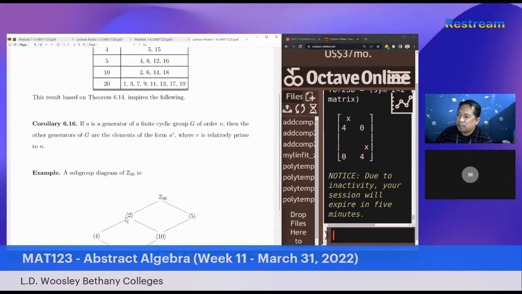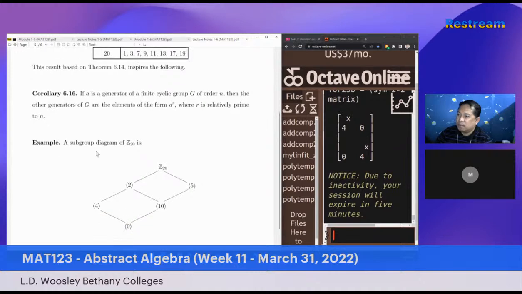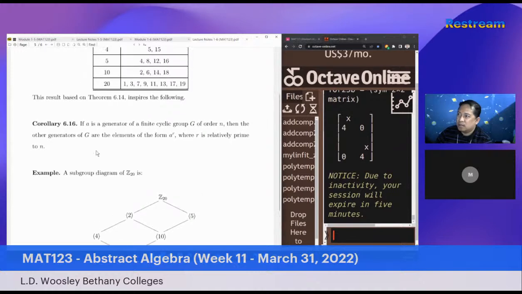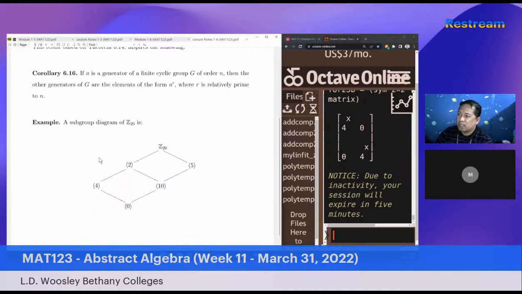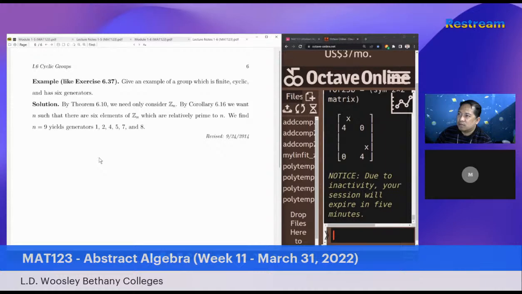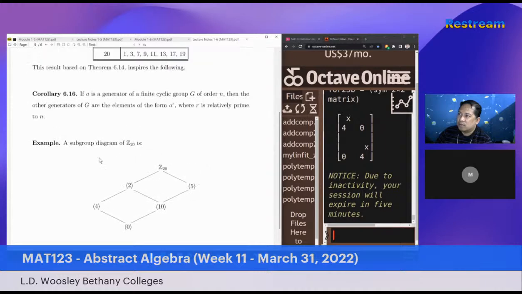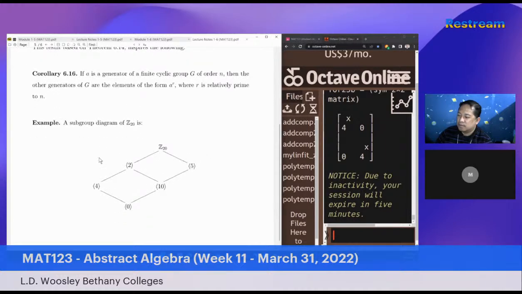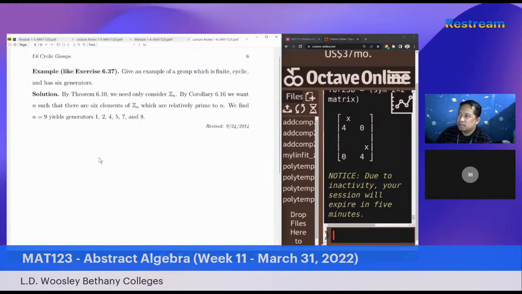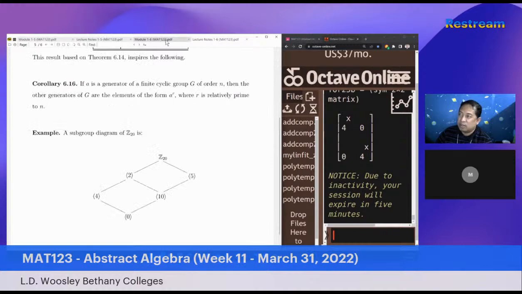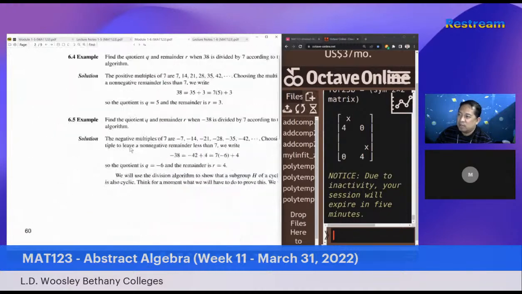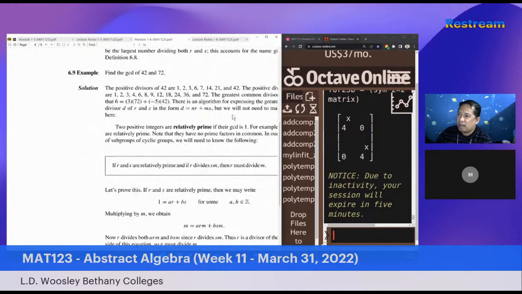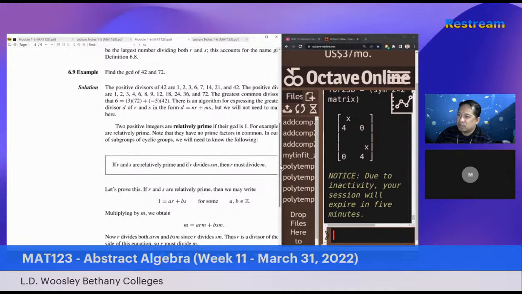Okay, this is an example of the subgroup diagram of Z20. Here we go. Okay, I would answer some questions on module 6, so that you have a clearer understanding as far as cyclic groups are concerned.